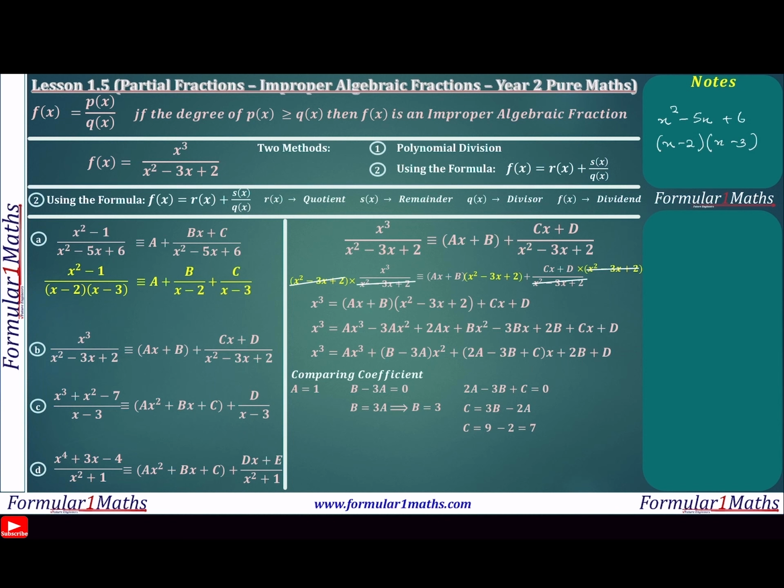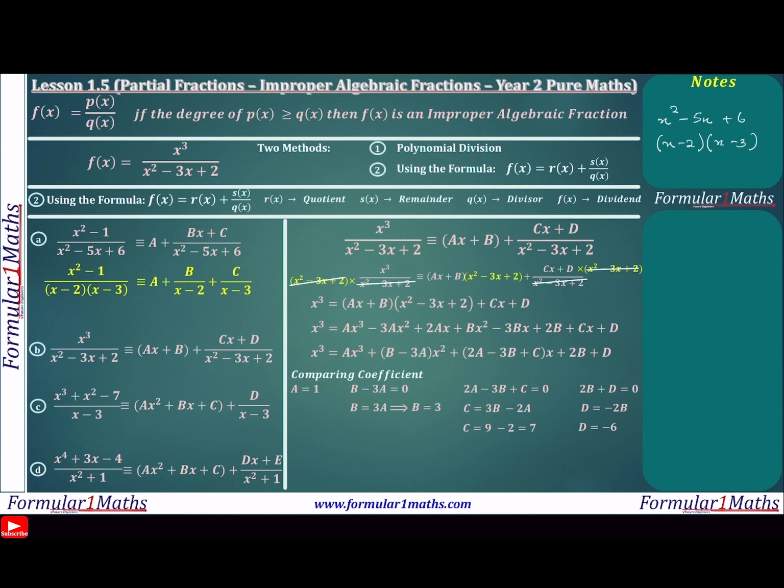And finally, for the constant terms, on the right-hand side, I've got 2b plus d, and on the left-hand side, I've got 0. That means 2b plus d equals 0, which implies that d is equal to minus 2b, and the value of b is 3, and that means d is equal to minus 6.